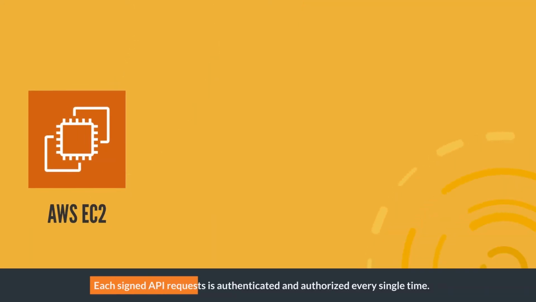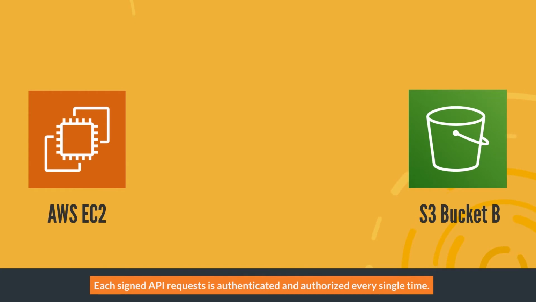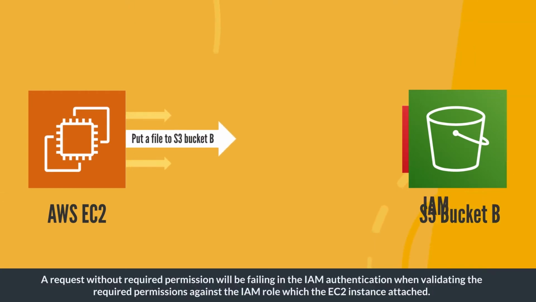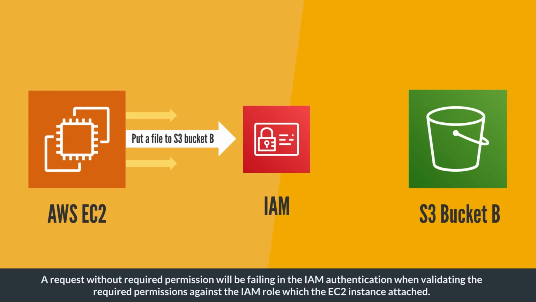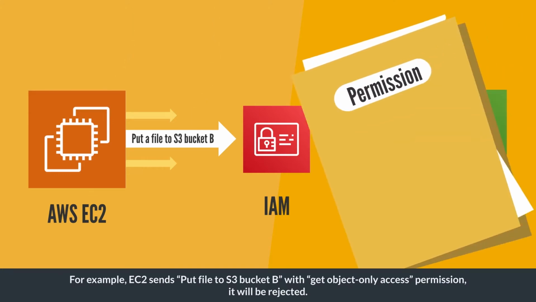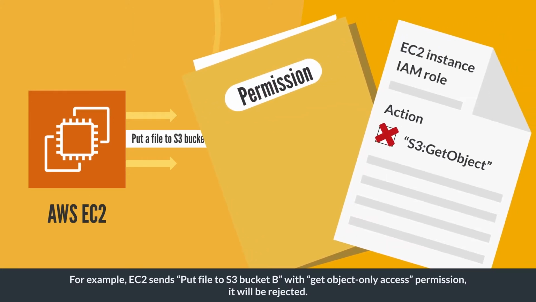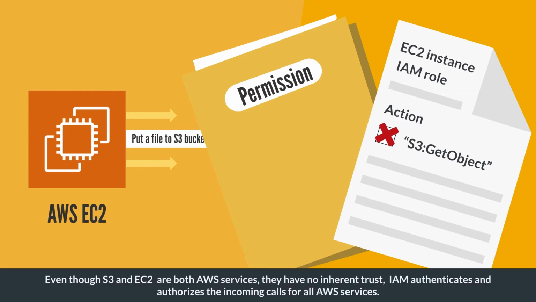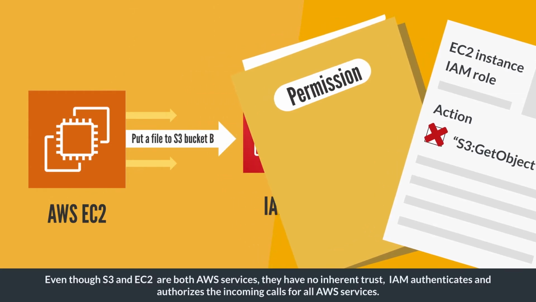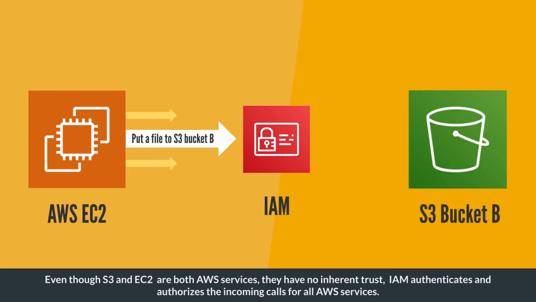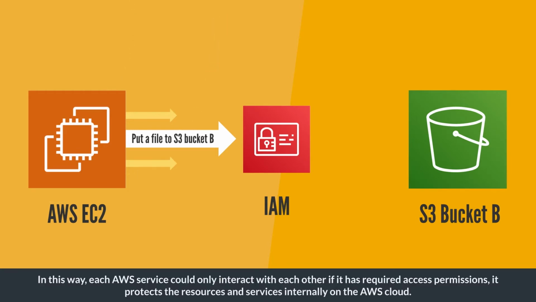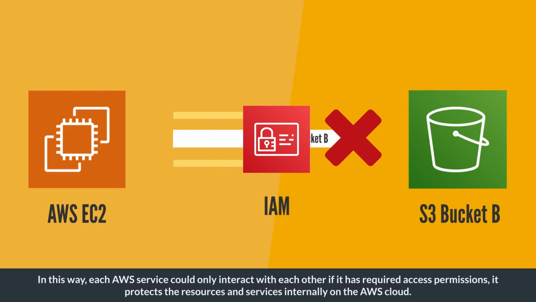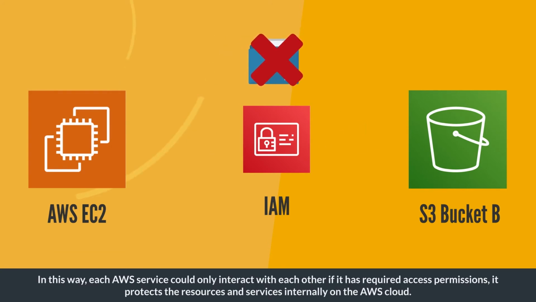Each signed API request is authenticated and authorized every single time. A request without required permission will be failing in the IAM authentication when validating the required permissions against the IAM role which the EC2 instance attached. For example, EC2 sends put file to S3 bucket B with get object only access permission, it will be rejected. Even though S3 and EC2 are both AWS services, they have no inherent trust. IAM authenticates and authorizes the incoming calls for all AWS services. In this way, each AWS service could only interact with each other if it has required access permissions. It protects the resources and services internally on the AWS cloud.